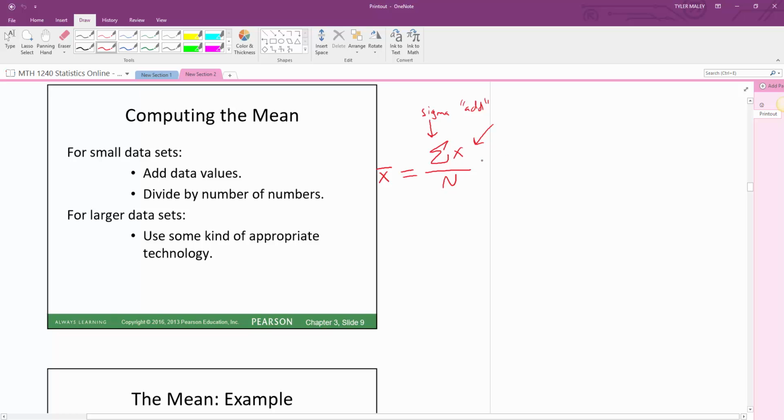We can do this very easily for small data sets by hand. But if we have large data sets, which is typically what you would do on the job or for some project, you might have 1,000 pieces of data that you want to use. That's very cumbersome to do by hand. So we want to use some appropriate technology in order to do that, and that's one thing I'm trying to give you some skills on.